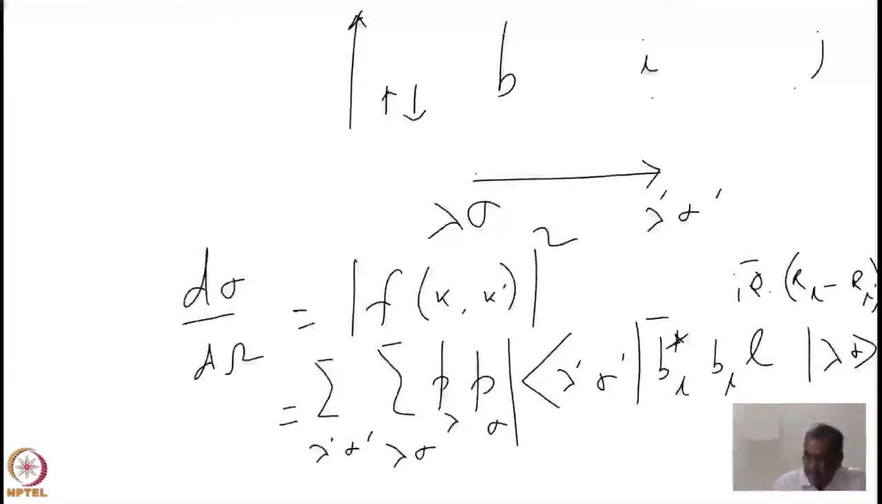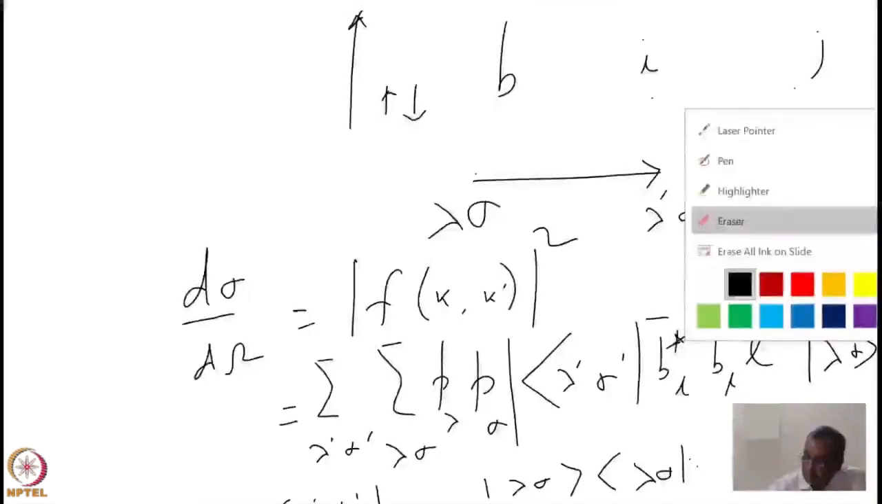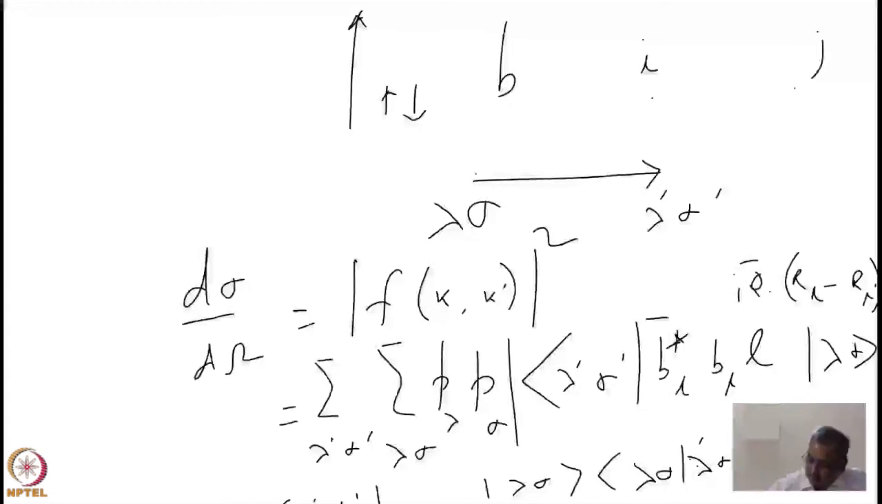In this summation, I have a summation over lambda prime, sigma prime. I have a summation over lambda, sigma. Now you see, I will just write briefly. I have lambda prime, sigma prime, something, lambda, sigma. And then again, there will be lambda, sigma, then again one more bracket, it will come from there, and then lambda, sigma, then ultimately you will have lambda, sigma.